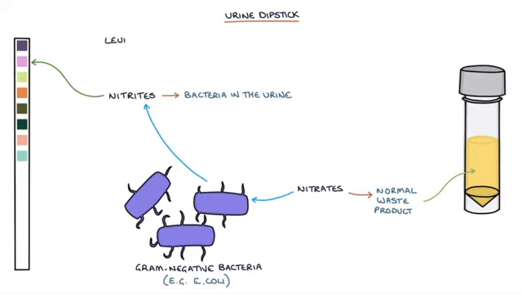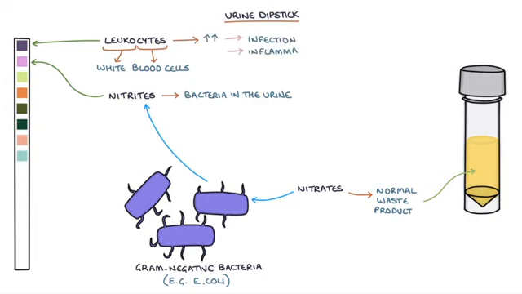You can also test for leukocytes, which are white blood cells. It's normal to have a small number of leukocytes in the urine, but a significant rise can result from an infection or other causes of inflammation. Leukocyte esterase is what's tested on a urine dipstick, and this is a product of leukocytes and indicates the number of leukocytes in the urine.